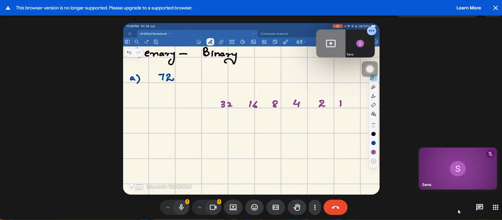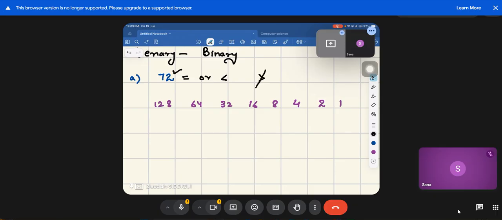32, 64, and 128. Now, what is the rule? The rule is that out of all these numbers, we have to pick a number which is either equal to the number which is given, or less than the number which is given. We cannot choose any number greater than the number which is given.